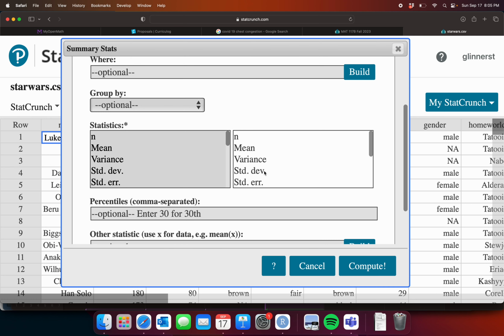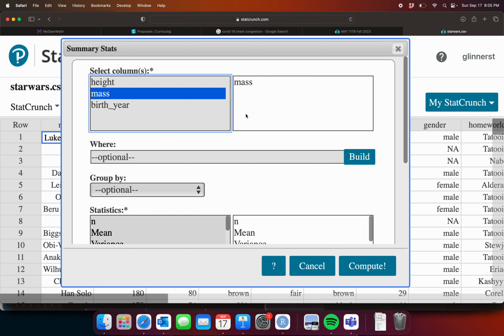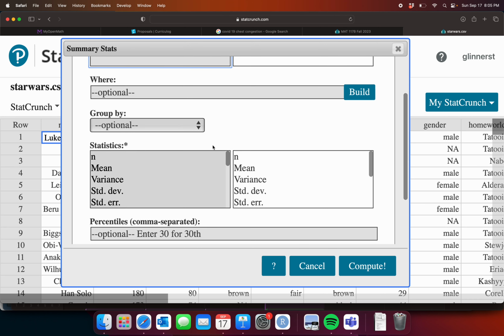Then I'm going to come down here, and by default, StatCrunch calculates a number of statistics, which you can see over here. But it's got even more.